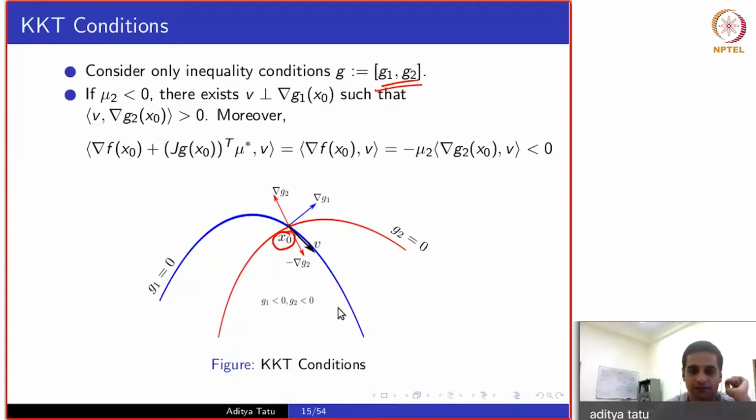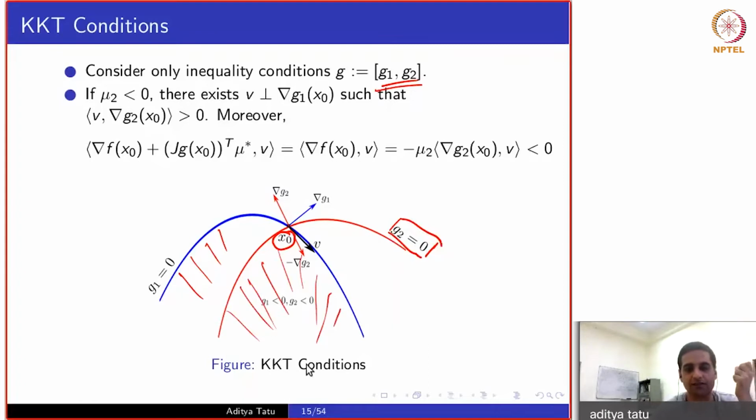The blue curve marks points where g1 evaluates to be 0, and everything under this curve is points where g1 is strictly less than 0. Similarly, this red curve that you see marks points where g2 is exactly equal to 0, and everywhere below this curve are points where g2 is strictly less than 0. So what is our feasible region? Basically this, right?